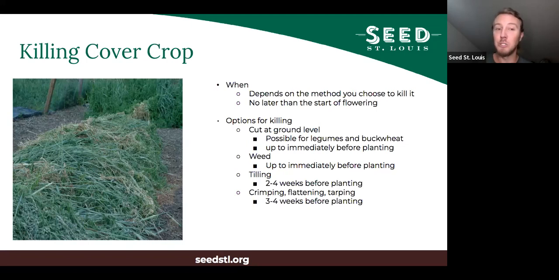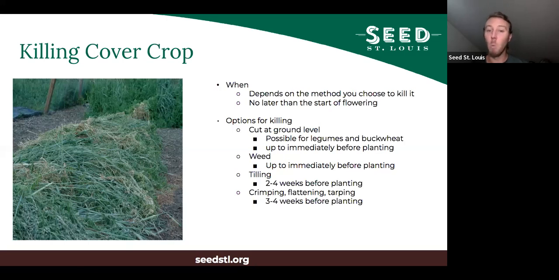But a general rule of thumb is you don't want to kill it any later than the start of flowering. If you let rye seed heads go and let them start maturing and then you try and kill it, it's probably still going to mature those seeds and drop them, and then you're going to have rye growing everywhere. You've kind of added a weed to your garden. It's not a real awful weed, but you've added it.